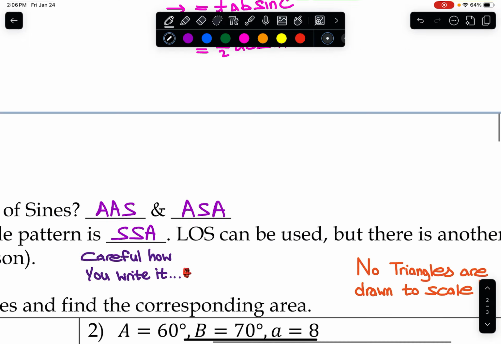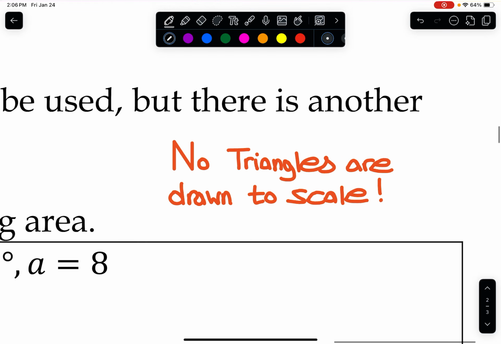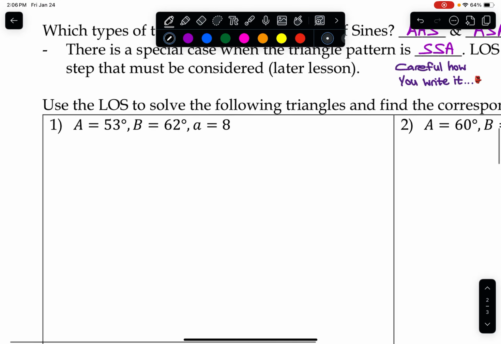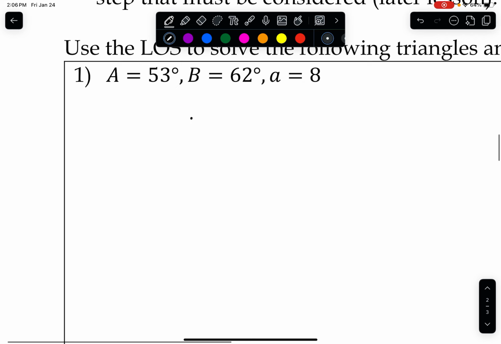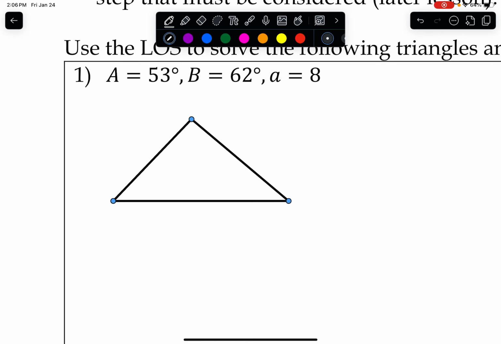So when I draw my triangle, just keep in mind, no triangles are going to be drawn to scale. So anytime I draw a triangle, I'm going to distort it a little bit on purpose. Well, that's not really distorted, but I'll do this.